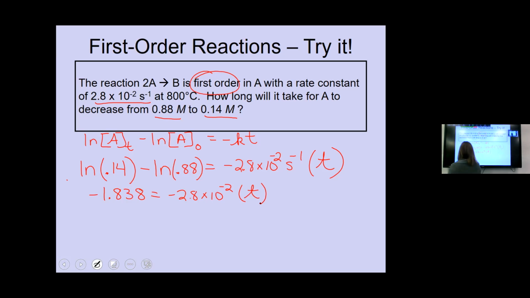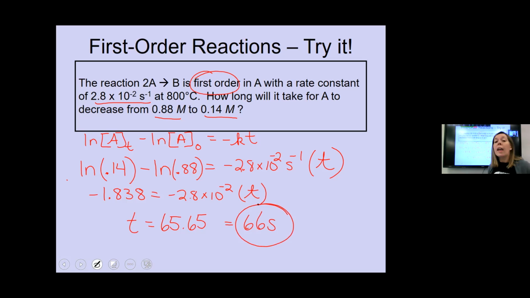All right, that gives me t as 65.65. We would want two significant figures, so it is 66 seconds. And we know that it's seconds because our value of K was per second. So if K had been per minute, then our answer would be in minutes.